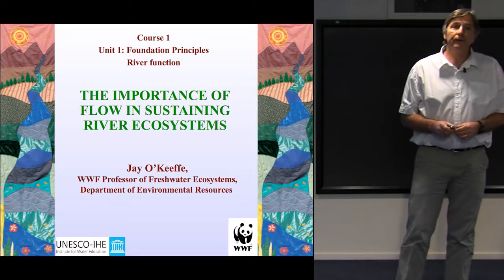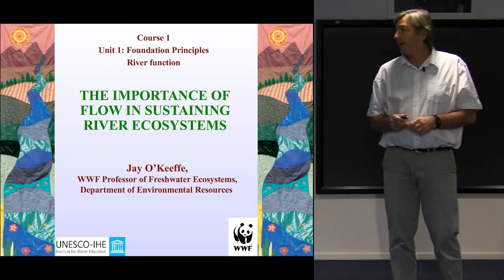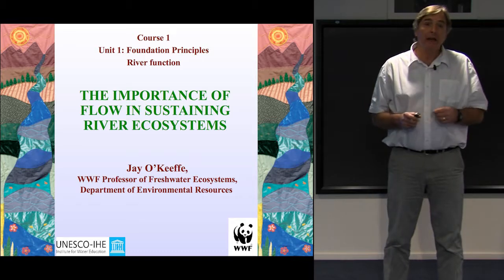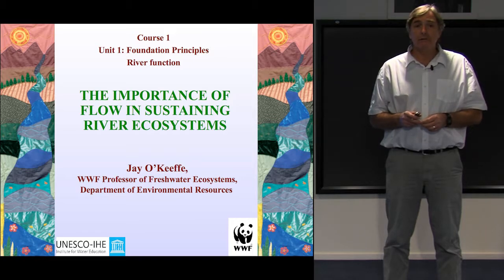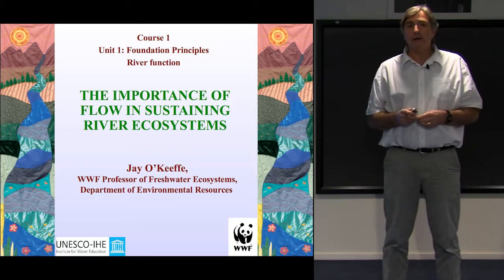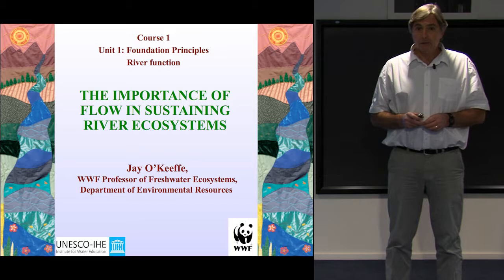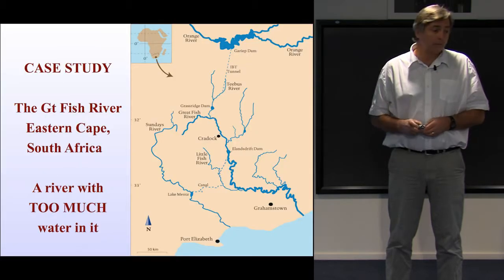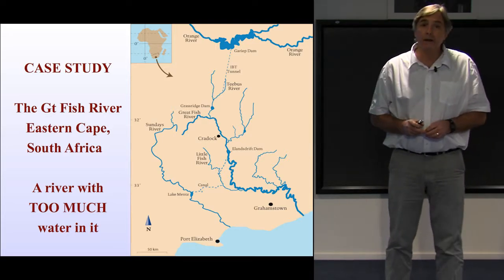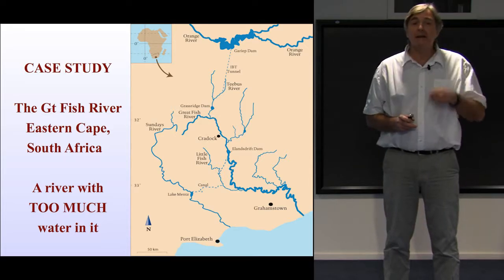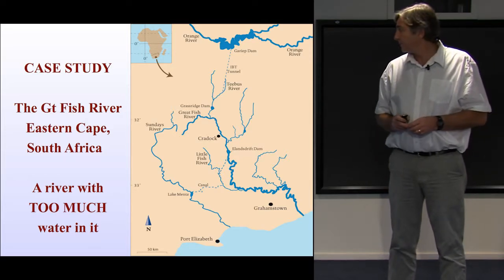Okay, well, for this first lecture in the course, I want to talk about the importance of flow in sustaining river ecosystems, and particularly to talk about the functions that flow carries out in rivers, being perhaps the main driver for not just biodiversity, but for a number of the biophysical processes in rivers. And I'm going to start off with a case study of a river in the Eastern Cape province of South Africa, on which research has been done since the late 1960s and right up through to about 2007.